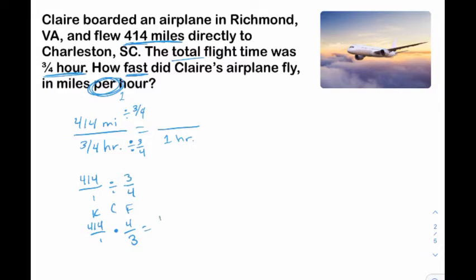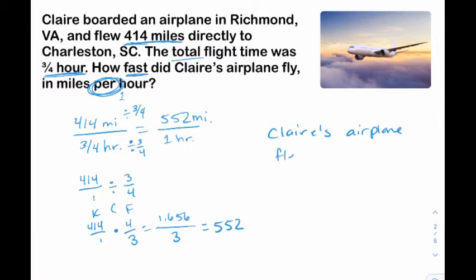414 times 4 is 1,656, and 1 times 3 is 3. I need to simplify. 1,656 divided by 3 equals 552. So I'm going to fill that into my rate. And now I can answer in a complete sentence saying, Claire's airplane flew 552 miles per hour.